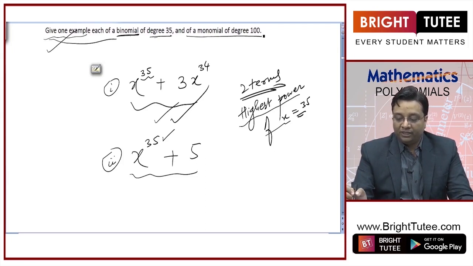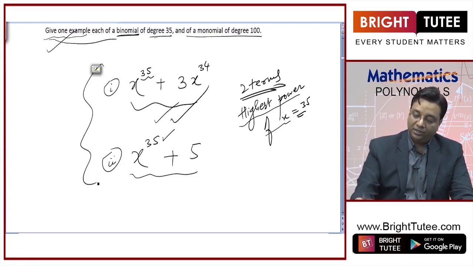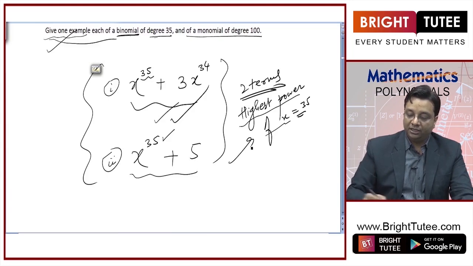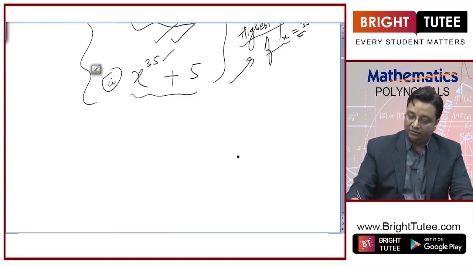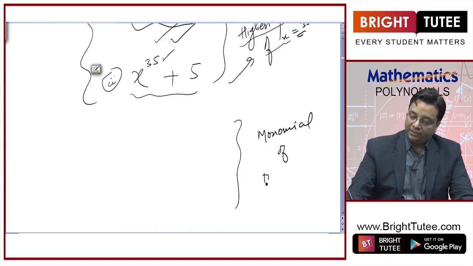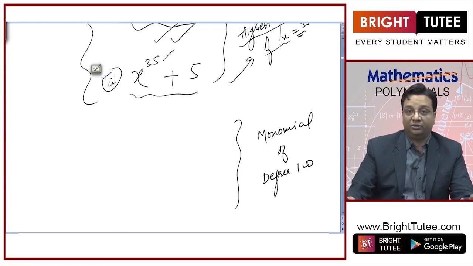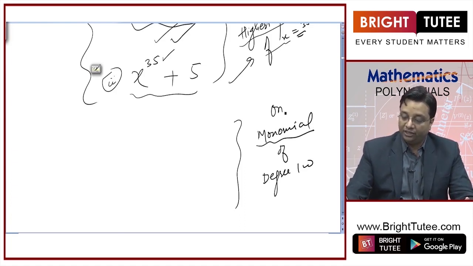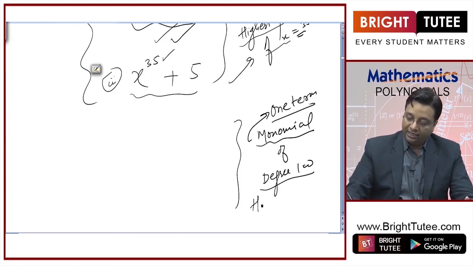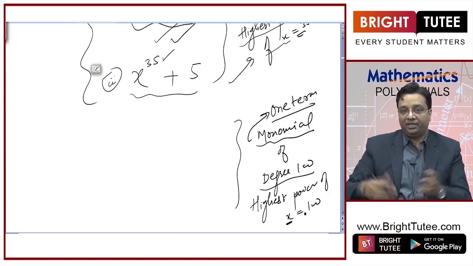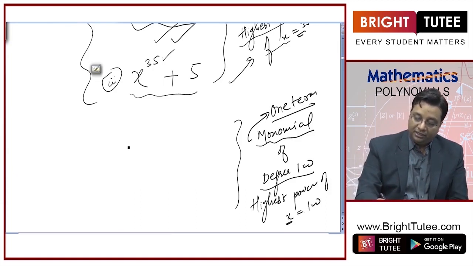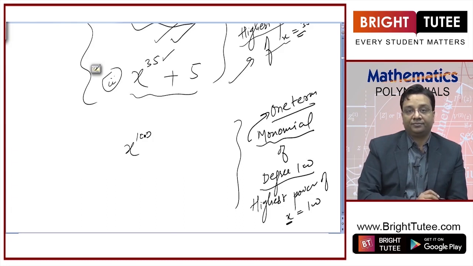And a monomial of degree 100. This was a binomial which satisfies these 2 conditions. Now I need a monomial of degree 100. So I should keep in mind that I need a monomial, so I need only one term, right? And the degree is 100. So I need the highest power of x as 100. When I say x, I mean variable. You can take y also.